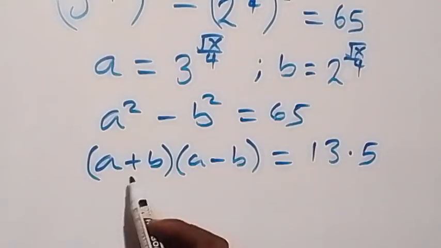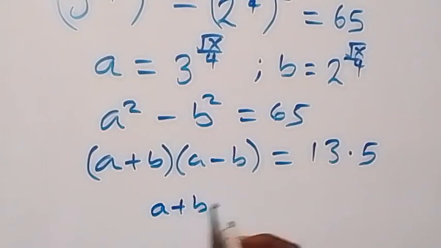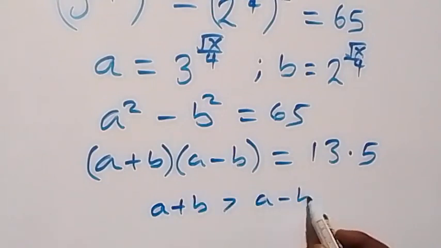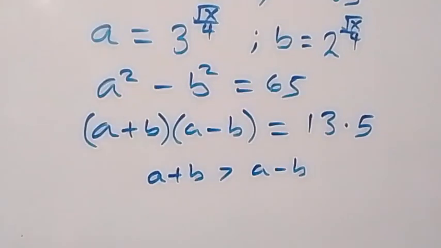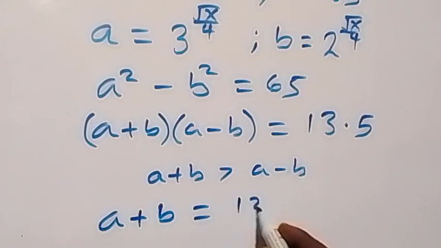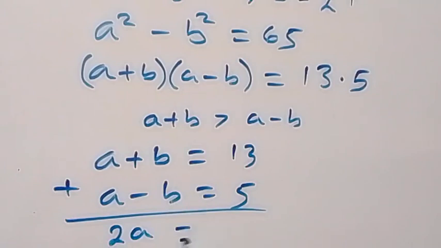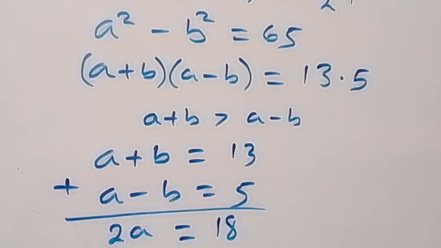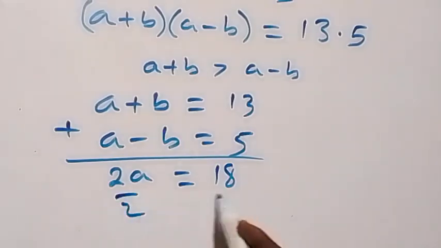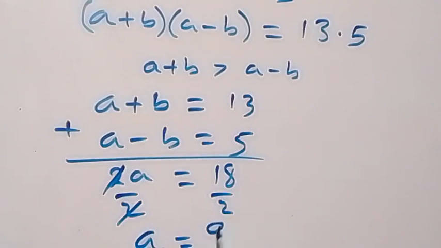Then since here a plus b will be greater than a minus b, then from here we have a plus b will be equals to 13, then a minus b will be equals to 5. Then solving these two equations simultaneously, we have 2a, this b has been eliminated, equals to 18. So divide both sides by 2 from here. We have 2 cancel 2, then a here is equals to 9.